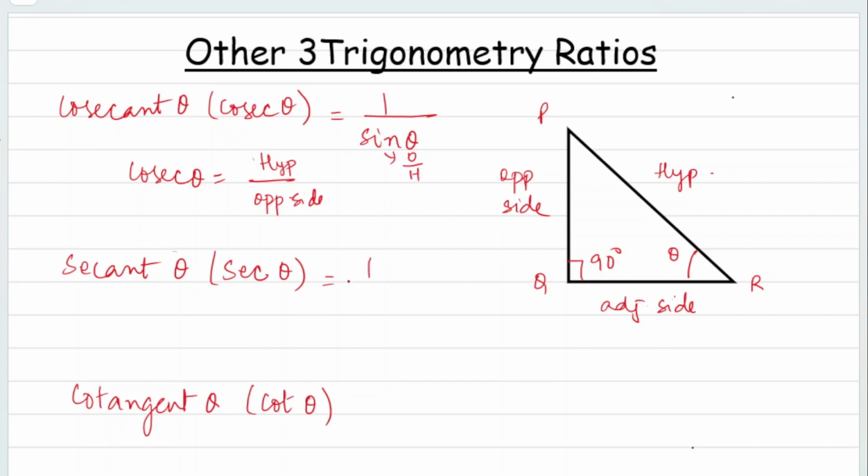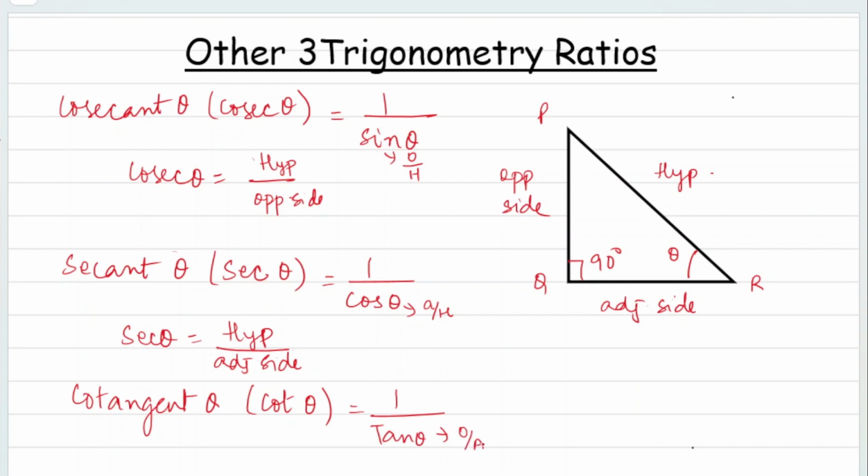Secant theta is the reciprocal of cos theta. What was cos theta? Cos theta was adjacent over hypotenuse. So secant theta is actually the reciprocal of this. So you can say this is the ratio of hypotenuse over adjacent side. The last, cot theta, is the reciprocal of tan theta. Tan theta was opposite over adjacent. So this cot theta, I will write it over here. Cot theta is the ratio of adjacent to opposite side.